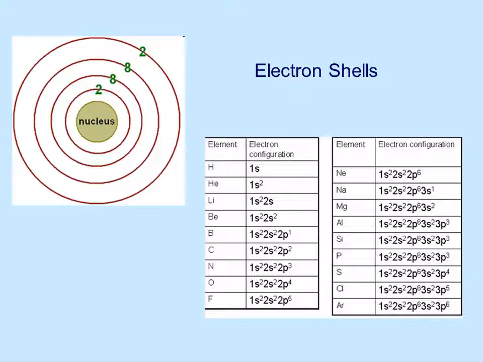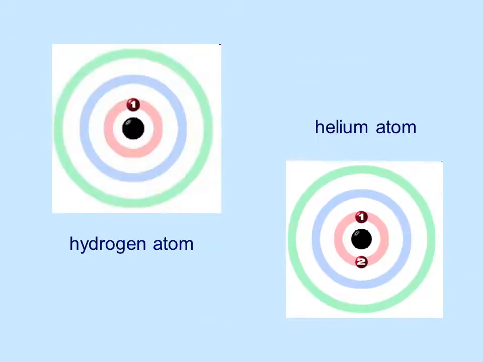Beryllium, 2 and 2. Boron, following the Aufbau principle, 2 and 2, and then we begin to fill the p orbitals. We get to neon, we have filled the 2p orbitals, and we start on the 3s, and so forth. So this gives you the electron distribution of the first 20 or so elements.